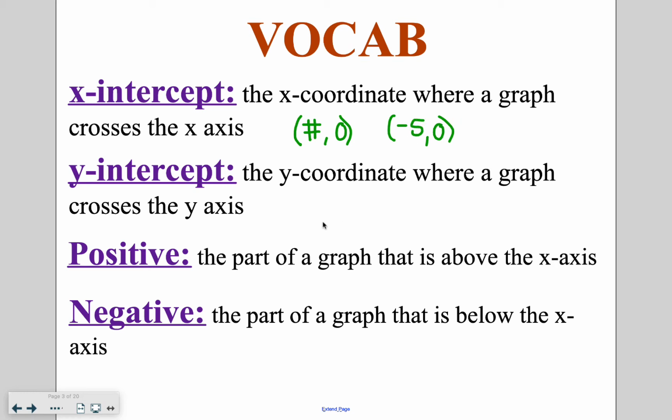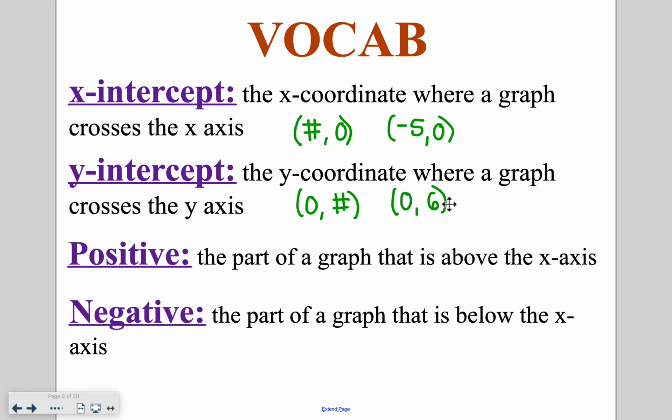Your y-intercept, on the flip side, is the y-coordinate where the graph crosses the y-axis. Remember, your y-axis is the vertical axis. So the y-intercept is always going to be in the form of 0, number. So for example, if I had 0, 6, your y-intercept would have a value of 6.